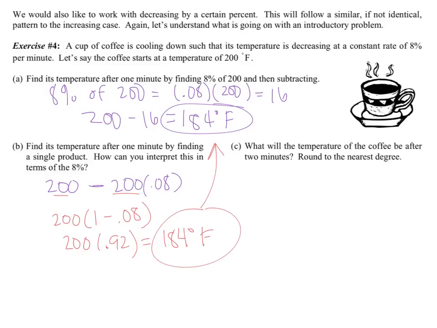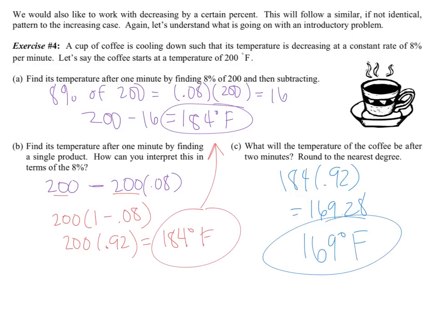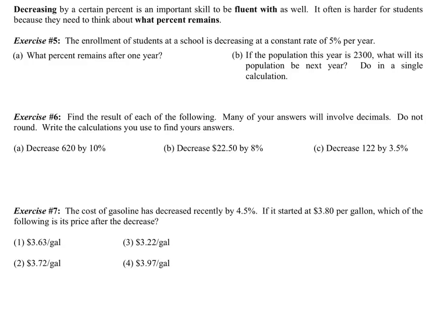So what will the temperature of the coffee be after 2 minutes? So we're going to take what it was after 1 minute, which was 184, multiplied by 0.92, because again, we're taking 8% off 100, and we get 169.28. If we are looking at a percentage, this becomes 169 degrees Fahrenheit. So decreasing by a certain percent is an important skill to be fluent with, as well as increasing. But it's harder for you to think of because you have to think of what percent remains.